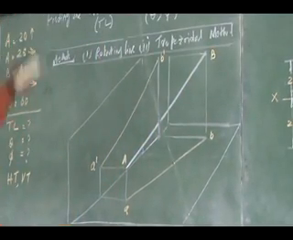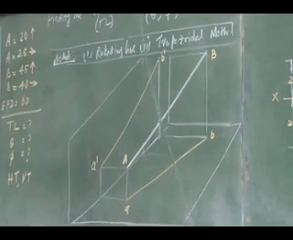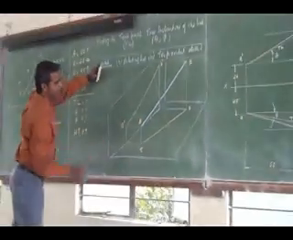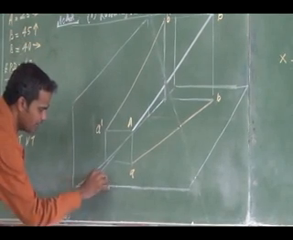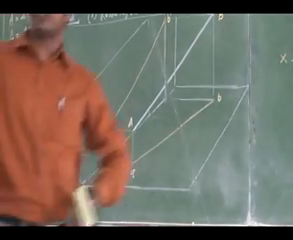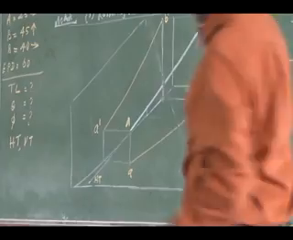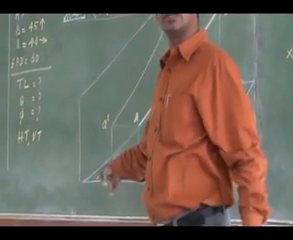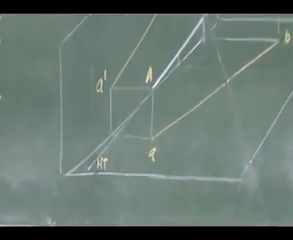If I extend the original line to the horizontal plane, wherever it meets, that is going to be my horizontal trace. So already we know that. The same line, if I extend it, will it meet the vertical plane? Anybody? Will it meet the vertical plane? Why?